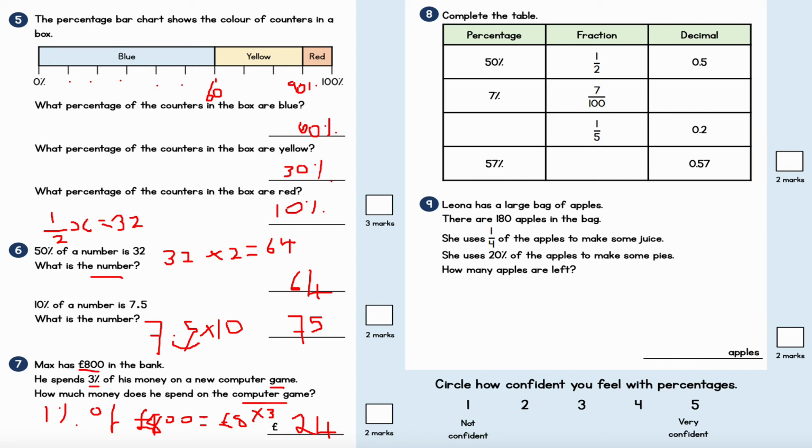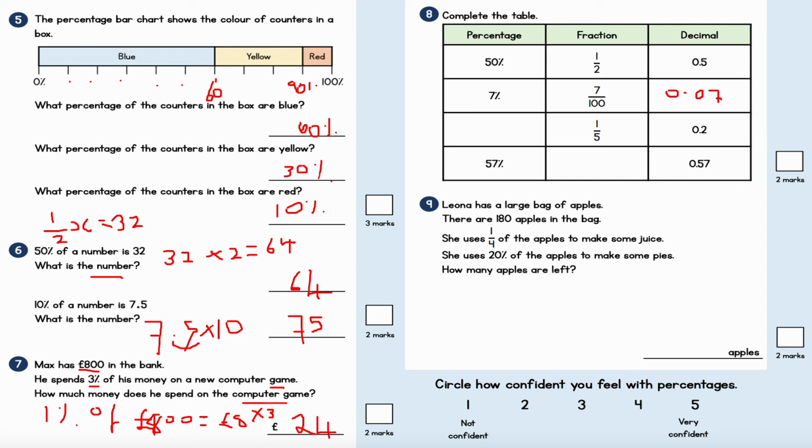Okay. This is question number 8, guys. Complete the table: percentage, fraction, decimal. Okay, so the first one's been done for us. 50% is equal to a half as a fraction and is equal to 0.5 as a decimal. So these are all equivalent, okay? 7% is 7 out of 100, and as a decimal, it's 0.07. Okay? Because essentially I'm dividing 7 by 100 in order to get that answer.